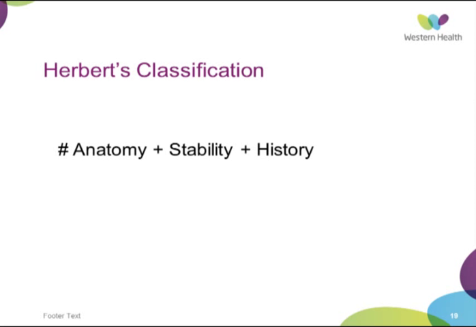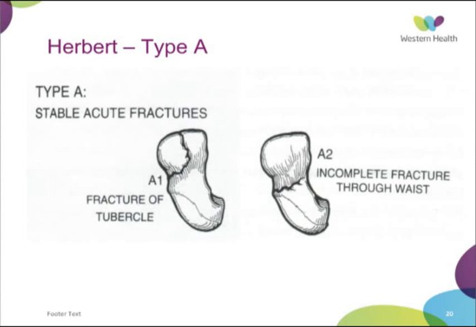In type A fractures, these are stable fractures. It's divided into A1 and A2. In A1, it's a fracture of the tubercle of the scaphoid, and in A2, it's a fracture of the scaphoid waist. However, it's an incomplete fracture, hence stable. And these fractures can usually be treated with cast immobilization.